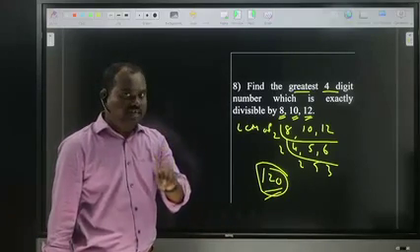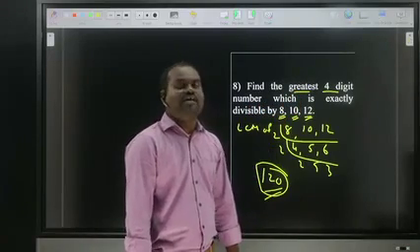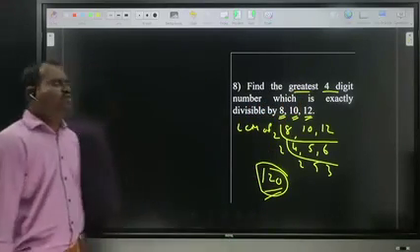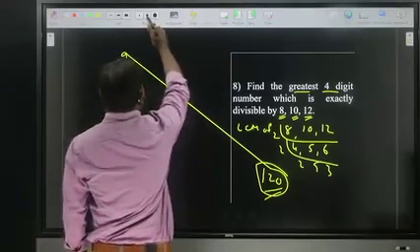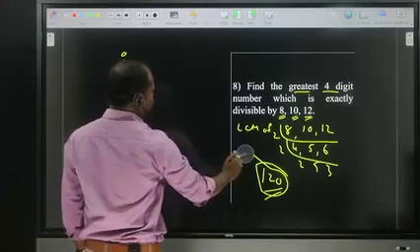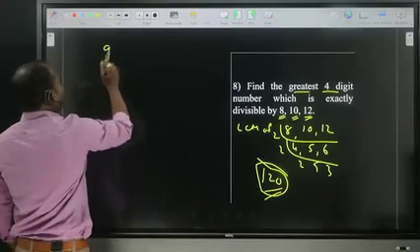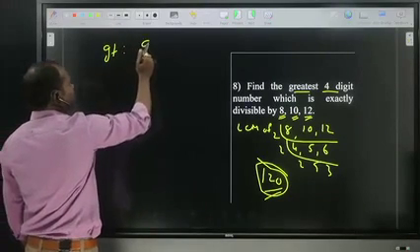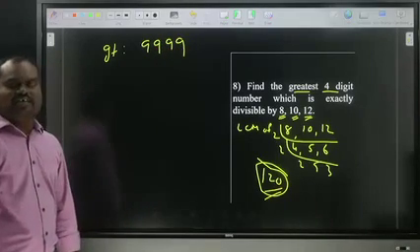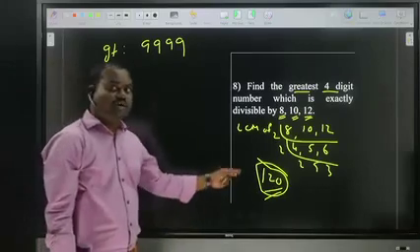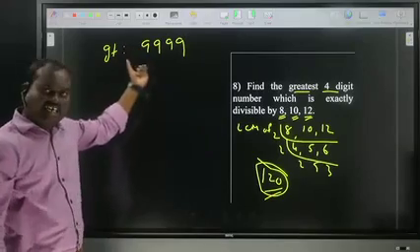We have to get in the 120 table, as well as that should be the greatest 4-digit number. Actually, what is the greatest 4-digit number? 9999. Okay? Right, we have to get in the 120 table. If it is the 120 table and you are getting it clearly, that is the answer.